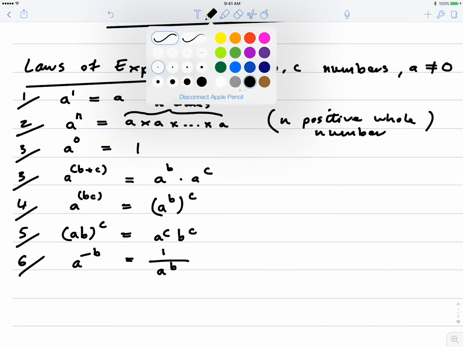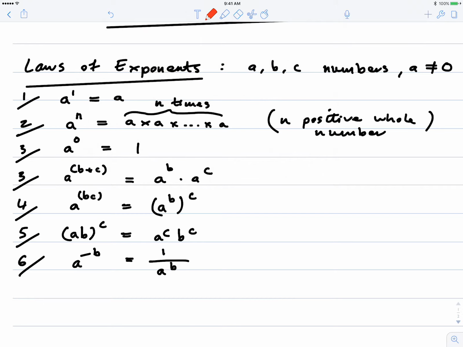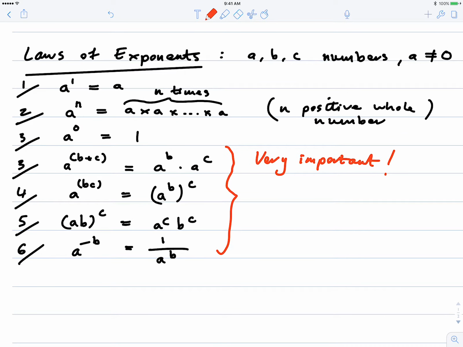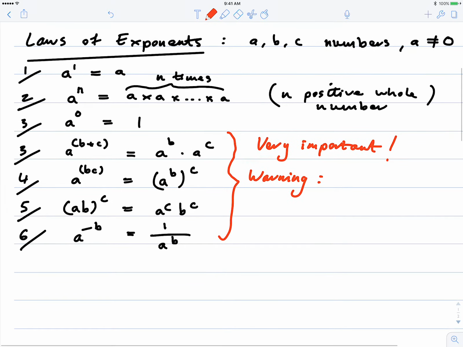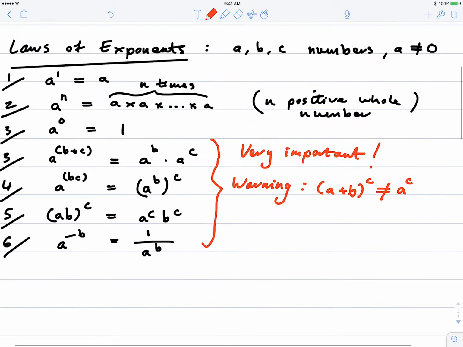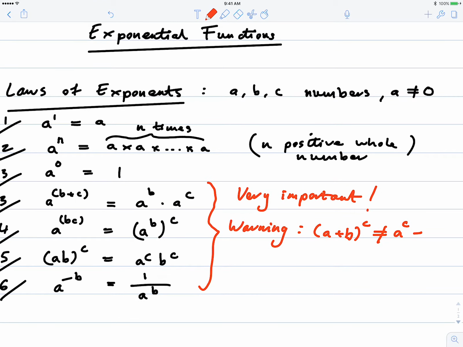So these are all extremely important. You need to know all of these facts. Very important. They turn up all the time. And just a warning at this point, a very common error I see, which is kind of disastrous, especially if it's in an exam, if you make the following mistake. So warning, if I have A plus B to the power C, that is not equal to A to the C plus B to the C, not in general.